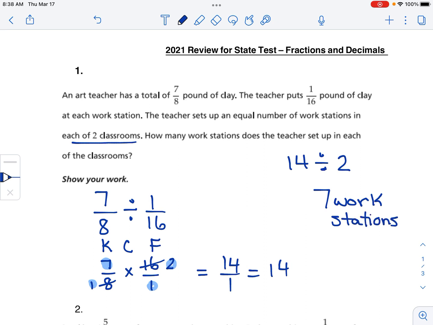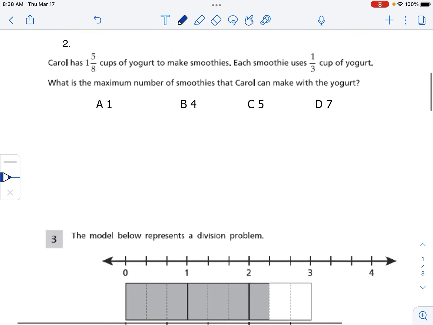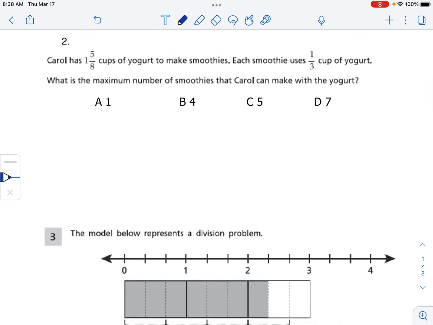All right, let's move on to number 2. Again, you can pause the video here, read it through, solve it, and then check to see if you agree with your solution. All right, so Carol has 1 5/8 cups of yogurt, and each smoothie uses 1/3 cups.